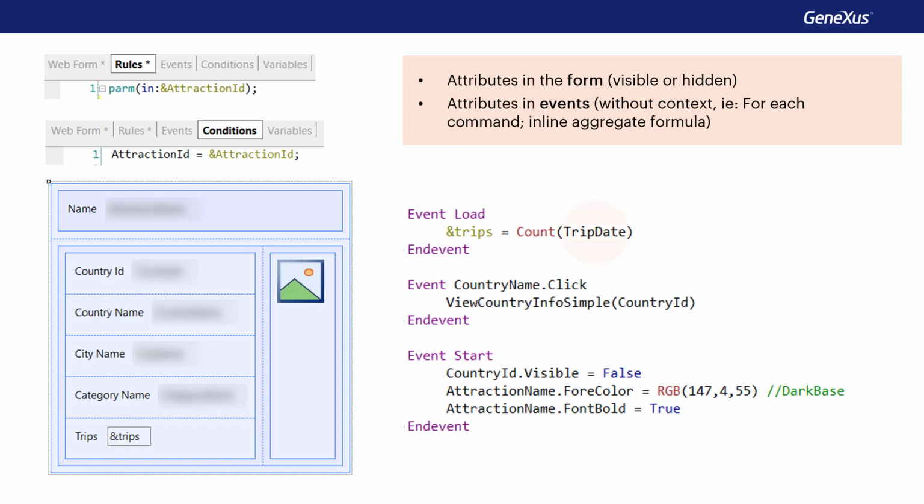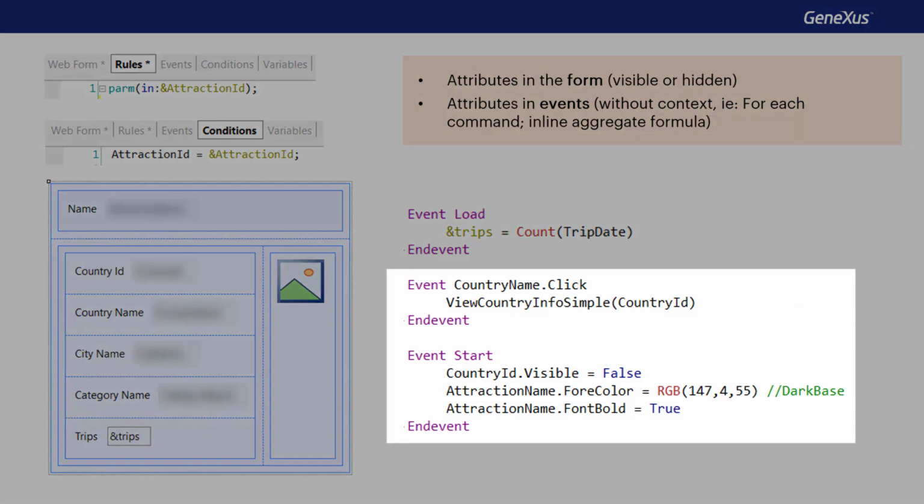If we look at its programming, we have an attribute, trip date, but it's in the context of an inline aggregation formula, so it does not participate in determining a base table for the panel, but only for the table to be run through by the formula. In fact, if the panel did not have a base table, what would happen is that the load event would be executed only once. And there, the formula, which would count all the trip's records. Trip date is a secondary attribute of the trip transaction.